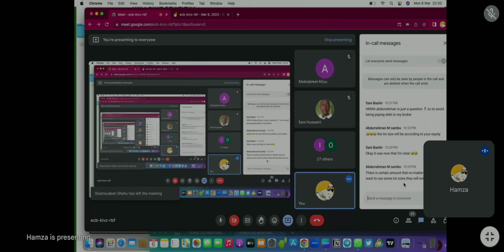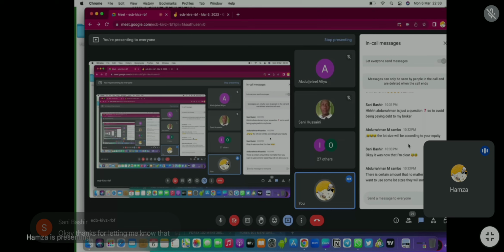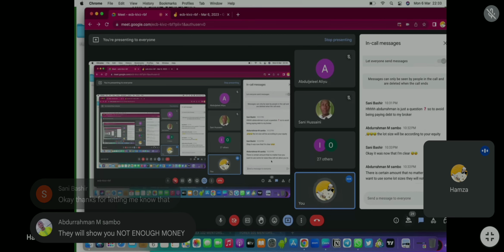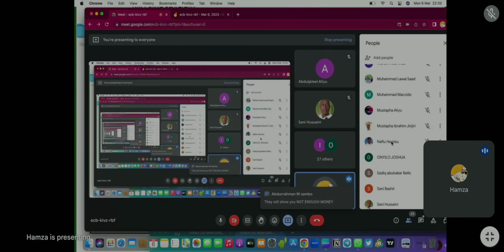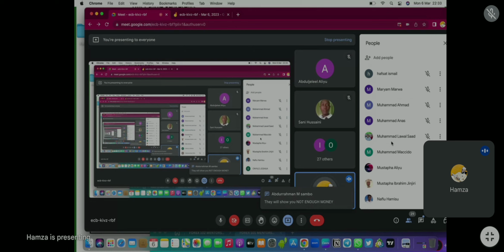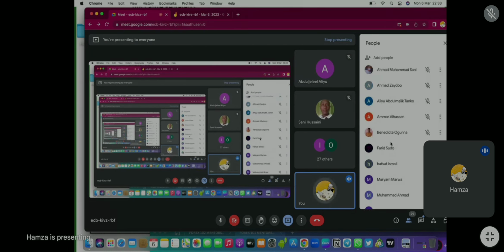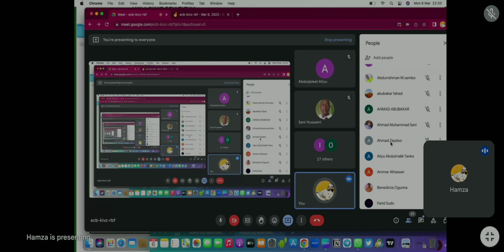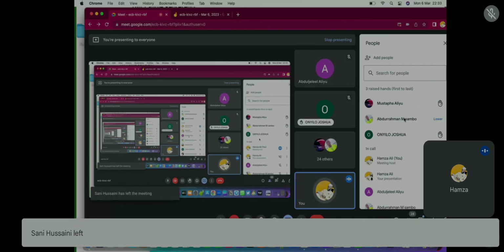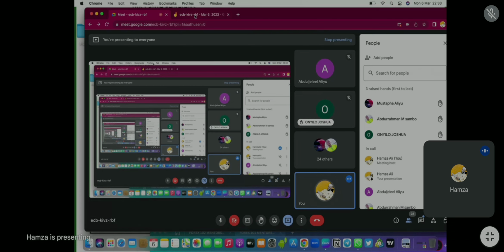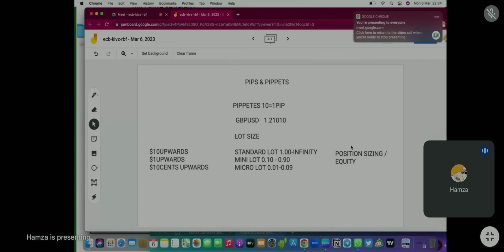There is a certain amount that, no matter how you want to use some lot size, they will not allow you to, depending on your equity. There are certain lot sizes that you can't use if you don't have equity that exceeds a certain amount. So they will say not enough balance. Once you place an order with a lot size that is way bigger than your account should normally have, they would tell you inadequate funds. So yeah, position sizing.